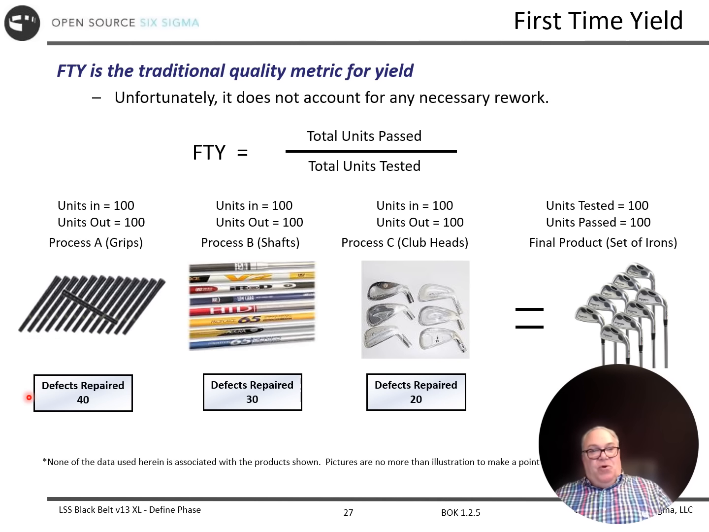But our cost of poor quality is really down here. Well, how much did it take to, right, repair these particular grips? How much did it take to repair the shafts so they could be usable? What did it take to repair the club head to make the final club? So, right, the idea that I didn't scrap anything is not always the best way to look at performance.